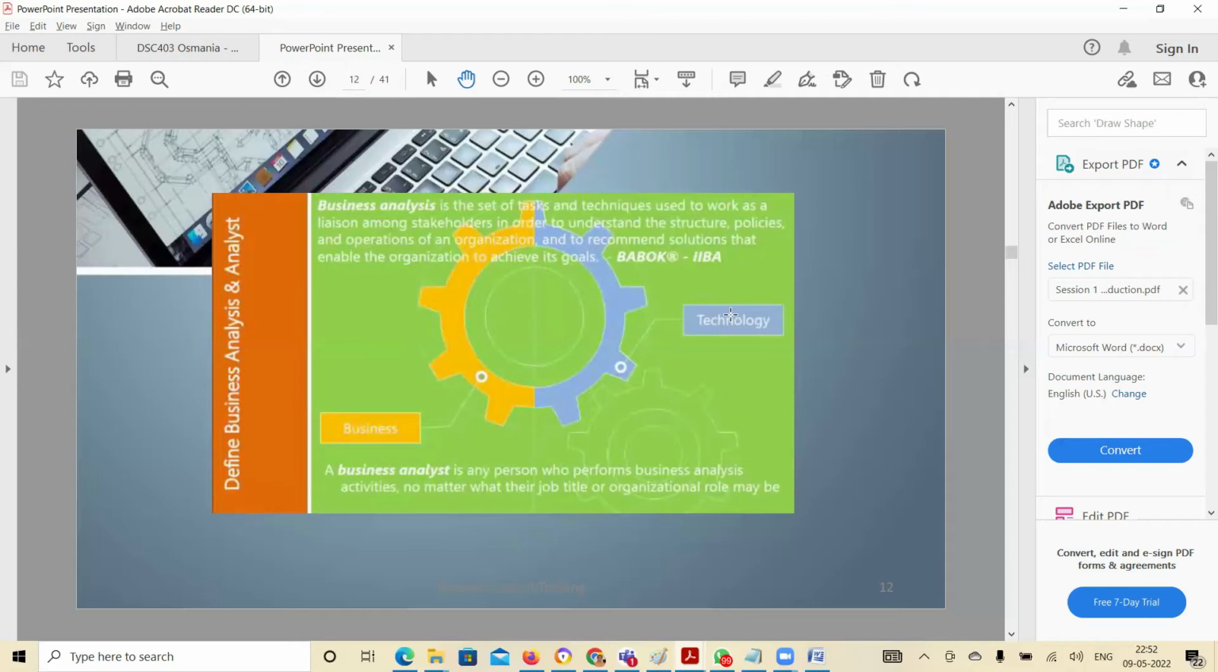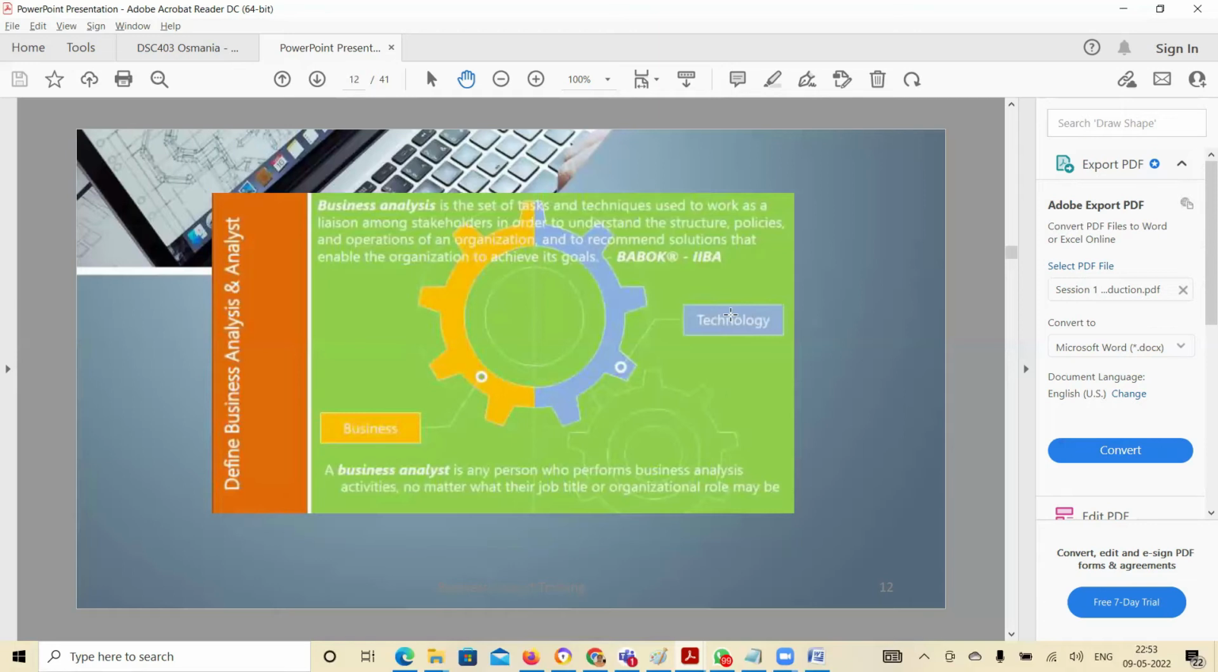Tasks will come from the stakeholders. Stakeholders will tell you, this is what I want. How do you get the tasks? Again, we have to learn that. That's the technique of getting the tasks from stakeholders. We have to conduct different processes, different steps are performed. Business analysis is a set of tasks and techniques used to work as a liaison among stakeholders in order to understand the structure.